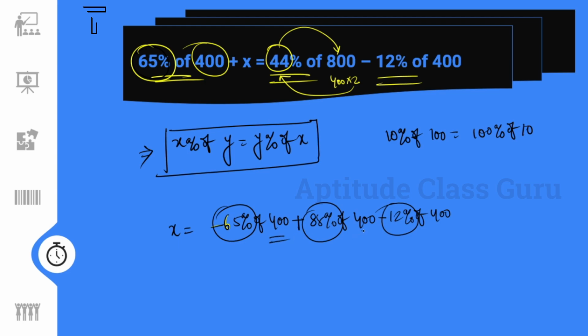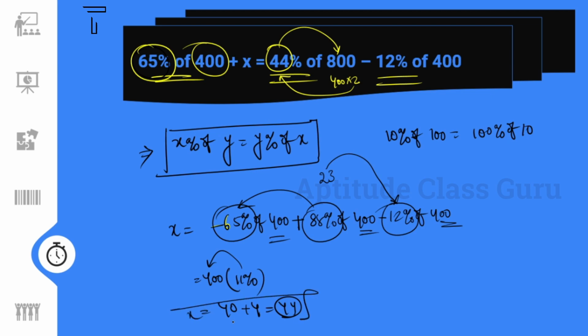All are having 400 common. So if you take 400 common, 88 minus 65, answer is 23. 23 minus 12 is nothing but 11. So 11%. What is 11% of 400? 10% is 40 and 1% is 4. So the answer is 44, x equal to 44. Whenever you are playing with the maths, it will give you the boost to complete the problem in less time. So try to practice these type of problems so that you can improve your calculation skills.